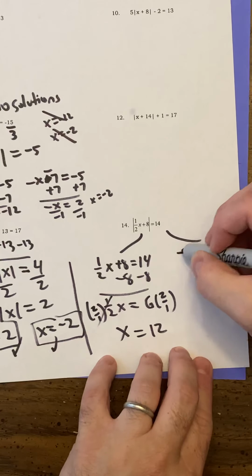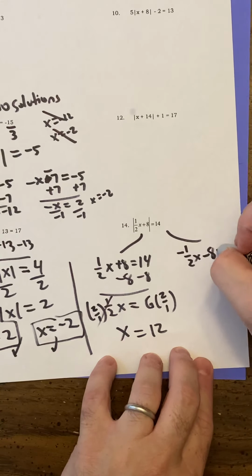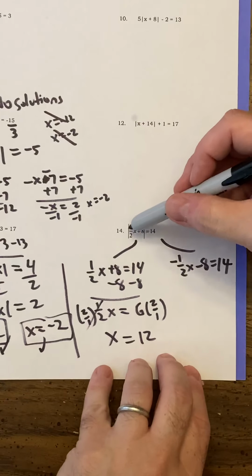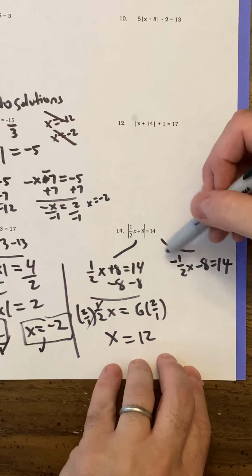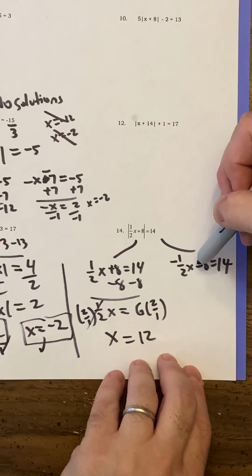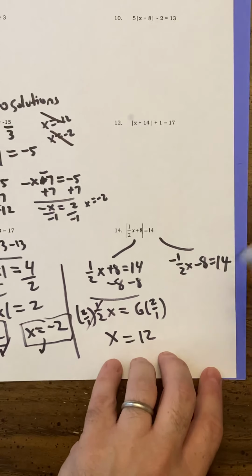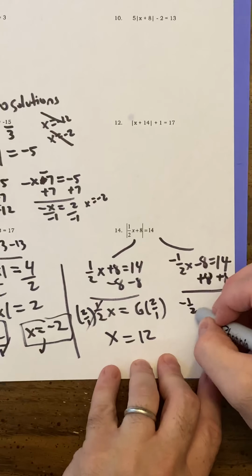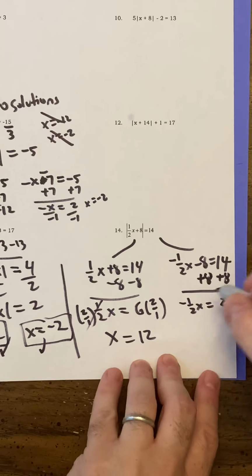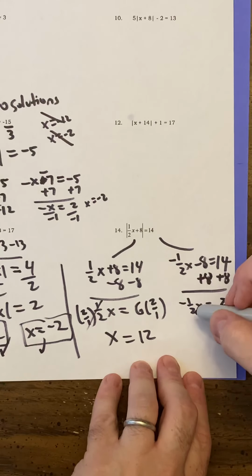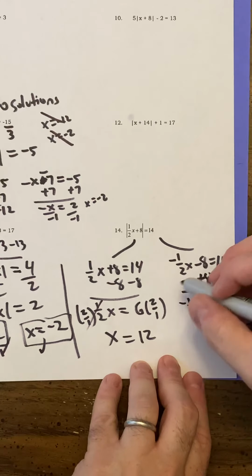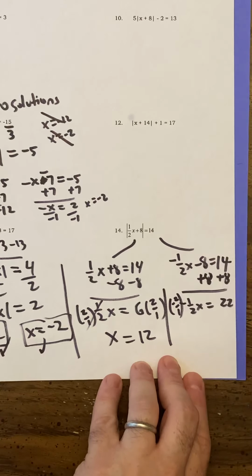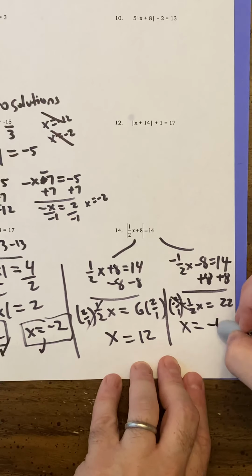On the other side, what we're going to do is negative 1/2 x minus 8 equals 14. Remember, again, notice I changed everything on this side to the opposites. 1/2 x became negative 1/2 x. 8 became negative 8, but the 14 I didn't touch. Add 8 to both sides. We're going to get negative 1/2 x equals 22. Multiply both sides by the reciprocal, positive 2. Actually, the reciprocal will be negative 2. So we're going to multiply these sides by negative 2 over 1. We're going to get x equals negative 44.